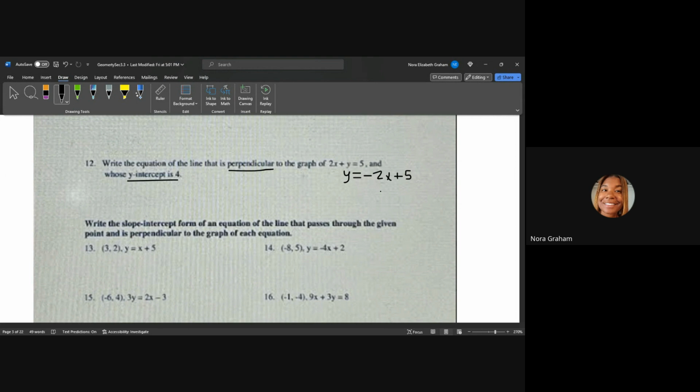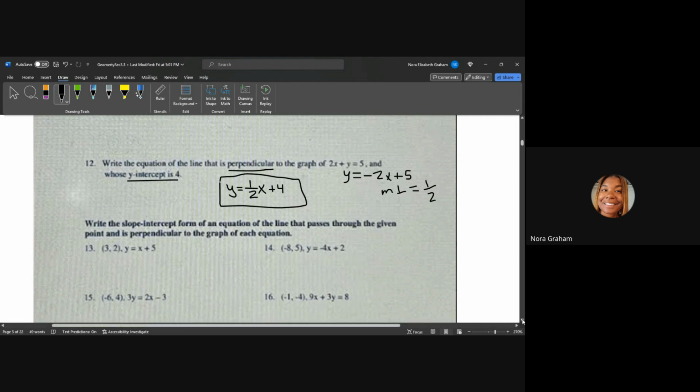So I have negative 2x plus 5. Right? Now I can see my slope, and remember I want a perpendicular slope. So that's going to be 1 over 2. Remember opposite, positive, reciprocal, 1 over 2. So now I can easily write y equals 1/2 x plus 4. All right. Cool.